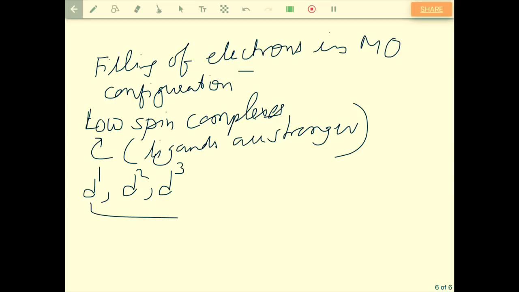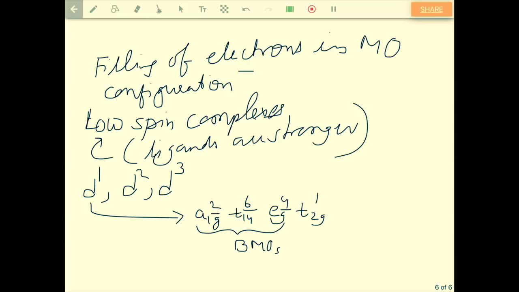Then in case of d1 configuration, the molecular orbital configuration will be a1g2, t1u6, eg4, then t2g1. So these three sets of orbitals are bonding molecular orbitals. They are always filled with 12 electrons, and these 12 electrons are from the LGOs. The metal electrons start filling in the metal characteristic orbitals like t2g. They start filling from t2g.